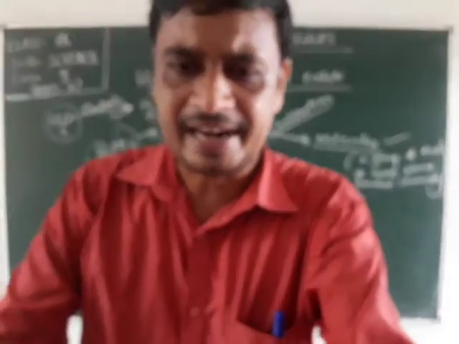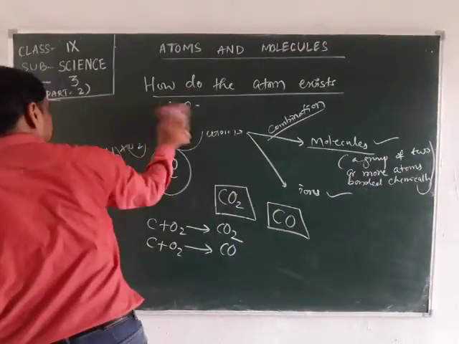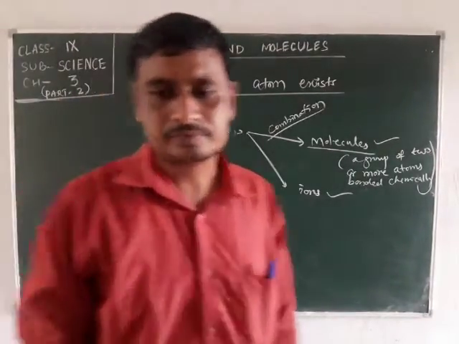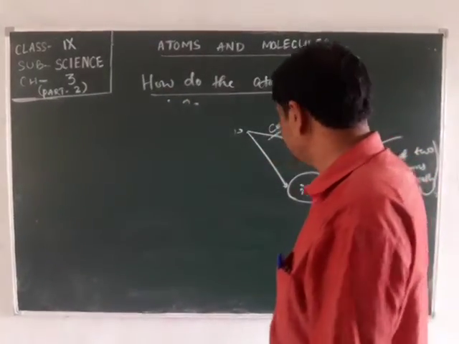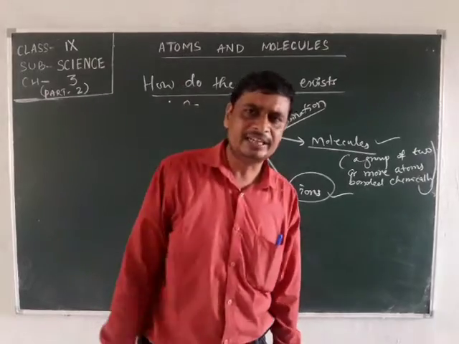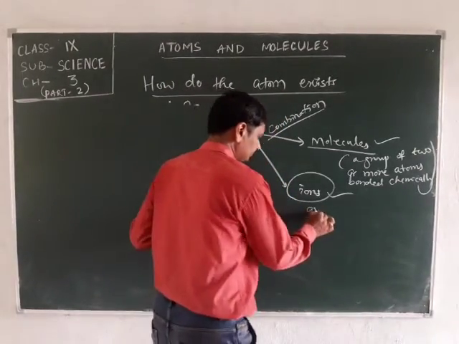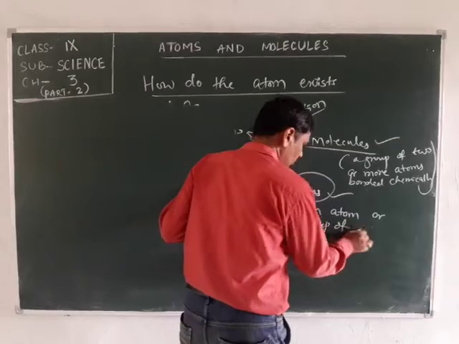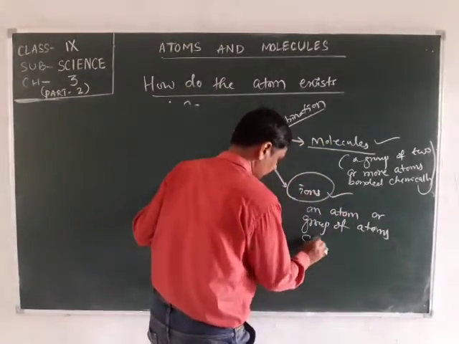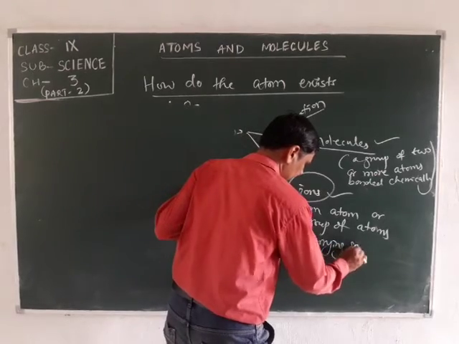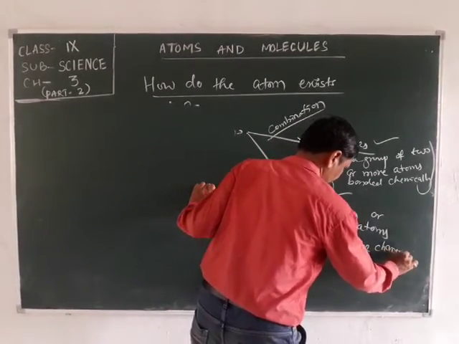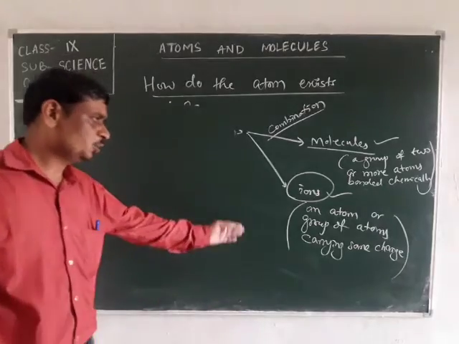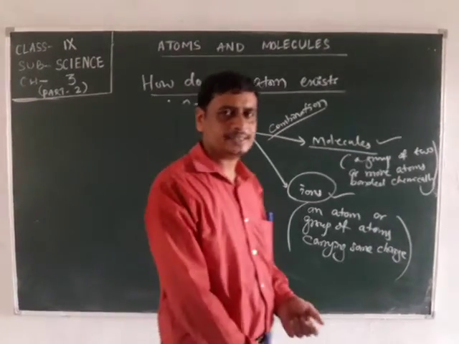Next we will discuss what an ion is. When an atom or a group of atoms carries some charge, that is called an ion. Ions may be positive or negative, according to the losing or gaining of electrons.